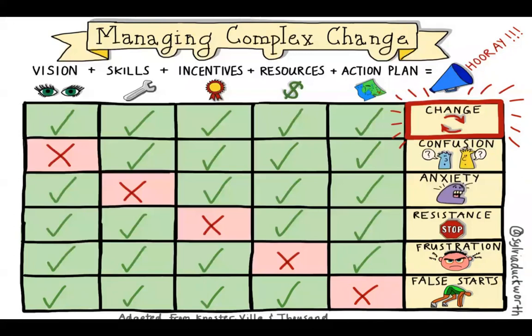You need resources. Time and money needs to be spent. It's pretty obvious, and you need to make sure that there are resources for that. And then ultimately a plan. And you'll see if you have all 5 of those, you can change. But if you're missing 1 or more of those, you see down below that all those different things can start to happen. If you have all the tools but you don't have a vision, people are confused, like, why are we even doing this? If you have everything but no skills, people are anxious because they don't feel empowered. As we go down: resistance, frustration, and false starts. Ultimately, when you have those 5 things in order, you'll really be able to get the most out of your software.